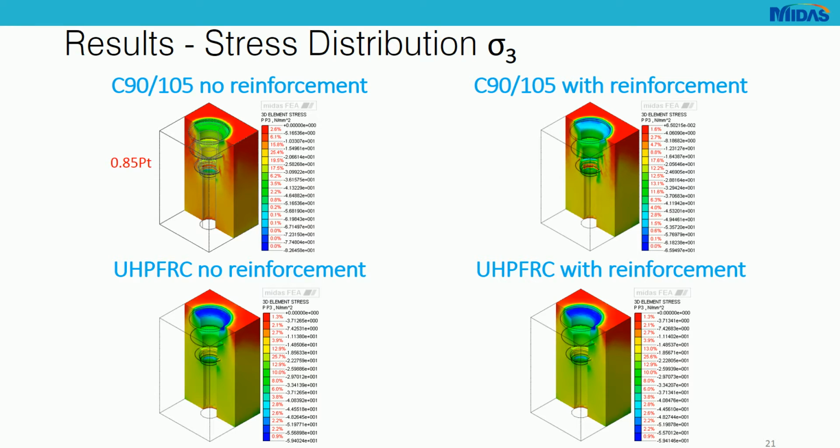For the ultra high performance fiber reinforced model, again we can see that the stress distribution is almost the same. The material works well even without the presence of the reinforcement. The distribution is almost the same.